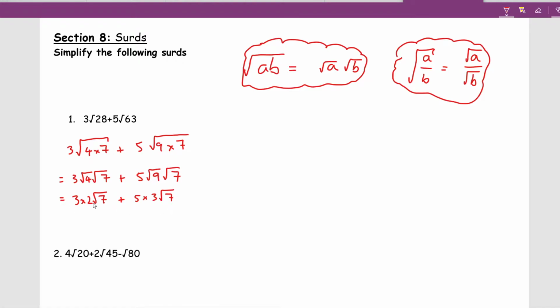So this will give me 3 times 2, which is 6, root 7. And over here, I'll get 5 times 3, which is 15, so I'll get 15 root 7. In total, I've got 6 root 7s here and 15 root 7s here. So in total, I've got 21 root 7s. And that is my simplified form, 21 root 7.